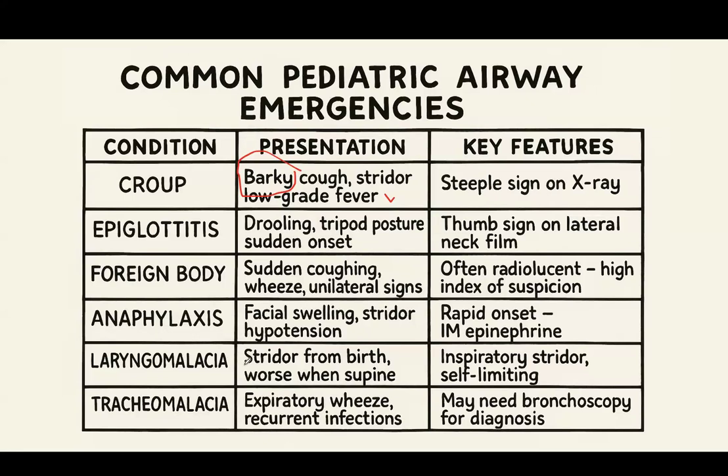Laryngomalacia: stridor from birth, worse when the baby is supine, inspiratory stridor, and it's self-limiting in most cases. Tracheomalacia: an expiratory wheeze due to recurrent infection. You may need bronchoscopy for diagnosis.